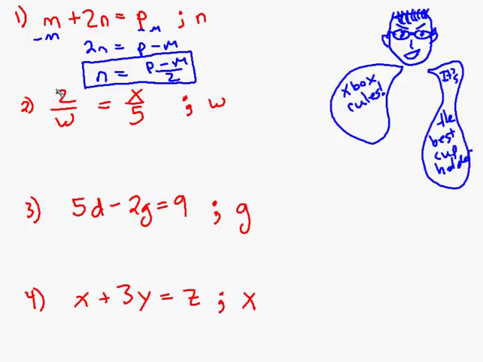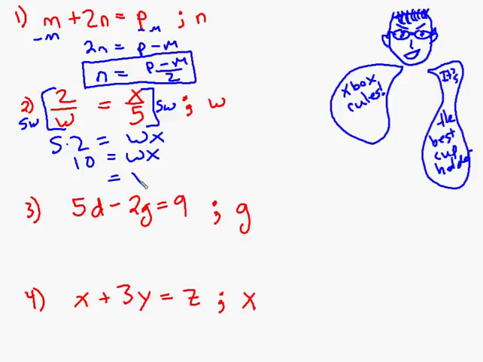All right, number 2. What should we do on number 2? Multiply by 2. So on the left, what cancels? W, leaving us with 5 times 2, which will be 10. And on the right, 5 cancels and we get WX. So we get 10 equals WX. Now what? Divide by X, because we're solving for W. So we get 10 over X. Yeah, you gotta open your eyes.